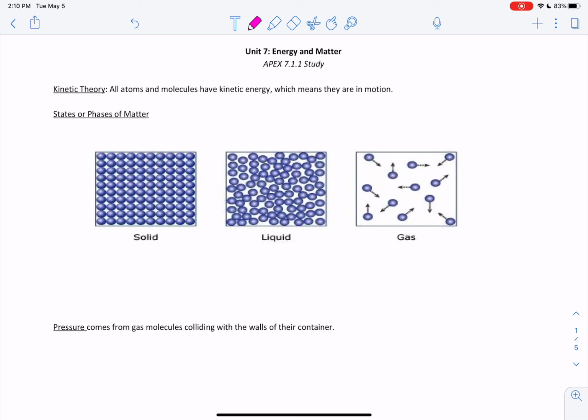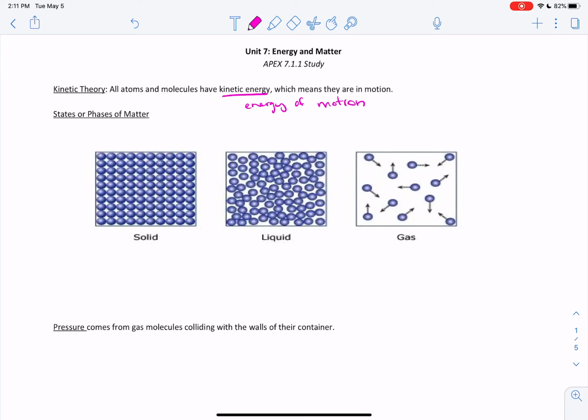So at the beginning of the year we said that all atoms and molecules are in motion. They're always moving. And this is the same thing that kinetic theory says. So kinetic theory just says that all atoms and molecules have kinetic energy. Kinetic energy is the energy of motion. And that just means that all atoms and molecules are in motion, okay?